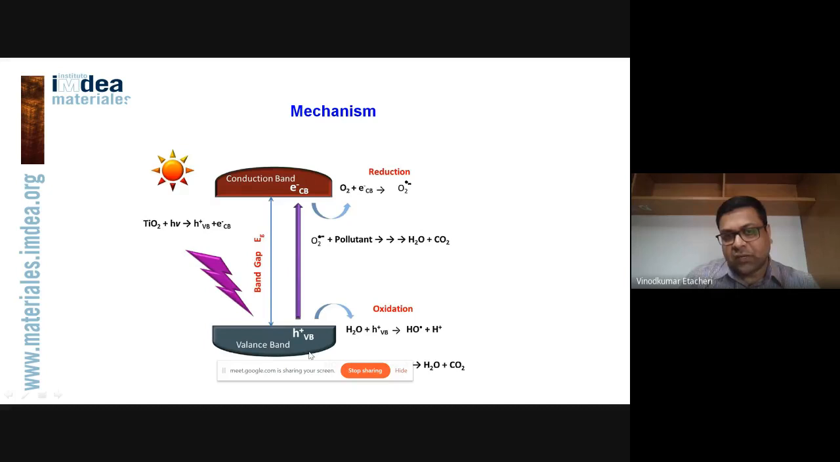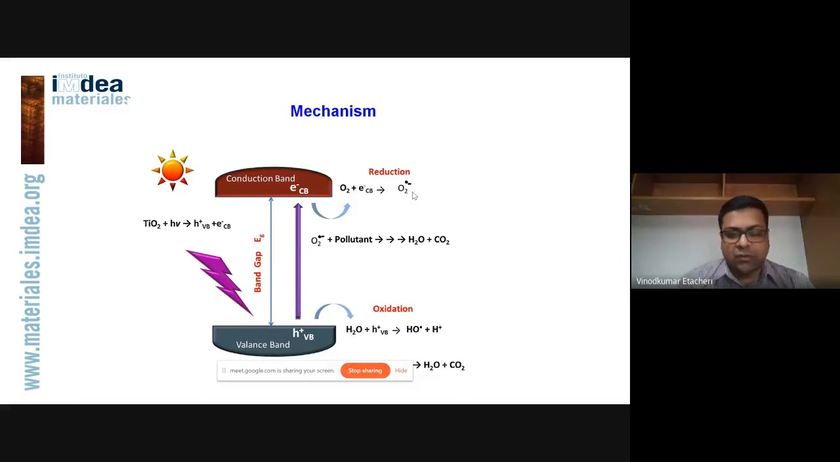So the electrons in the conduction band can migrate to the surface, and they can combine with oxygen adsorbed on the surface to form superoxide radicals. At the same time, the holes in the valence band can combine with water to form hydroxyl radicals. So these superoxide and hydroxyl radicals are responsible for the whole photocatalytic reaction.